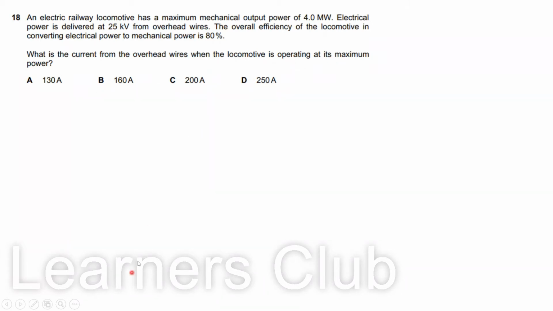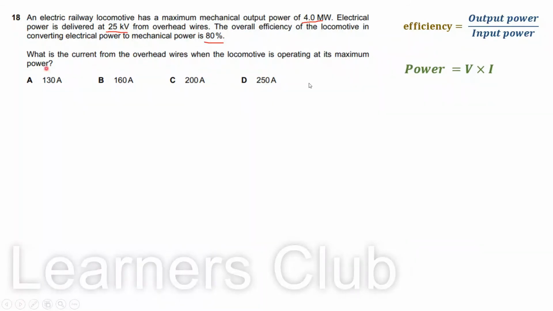As you can see, the efficiency is 80%. The mechanical output is 4.0 megawatt. Electrical power is delivered with a voltage of 25 kilovolt. Now they're asking us to find the current from the overhead wires when the locomotive is operating at maximum power. As we know, efficiency is equal to output power divided by input power.